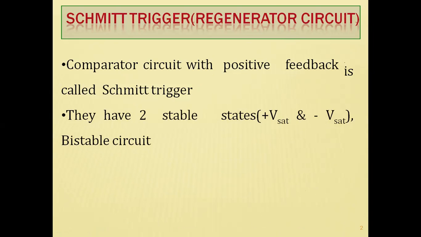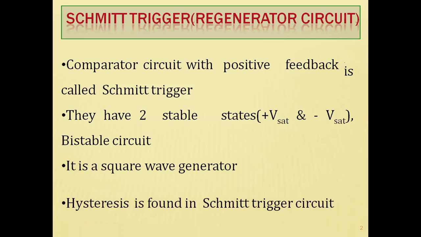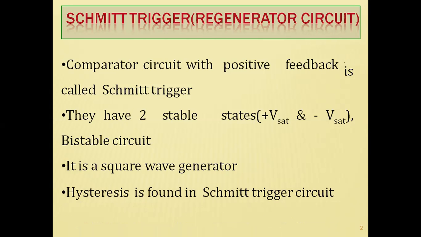In this Schmitt trigger, there are two stable states. One is positive saturation and the next one is negative saturation. Hence, we call this kind of circuit a bistable circuit. The Schmitt trigger circuit is also called a square wave generator. And one thing you have to remember in this Schmitt trigger, hysteresis is found. Hysteresis is very important. There are some advantages of this hysteresis. We shall see it later. Hysteresis is found in this Schmitt trigger circuit.